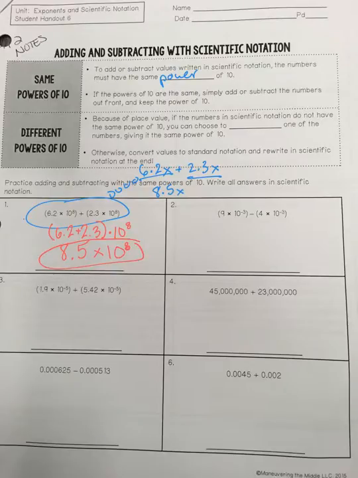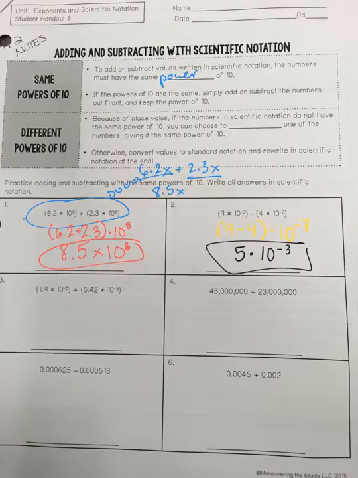Okay, so let's look at number 2 then. Now that we know the rule that we can just combine or subtract the numbers out front, we see 9 times 10 to the negative third minus 4 times 10 to the negative third. What I'm thinking about is 9 minus 4 times 10 to the negative third. I know the yellow pen is kind of hard to see, so let me switch pens. So that would be 5 times 10 to the negative third, and that is in scientific notation, so that would be my final answer.